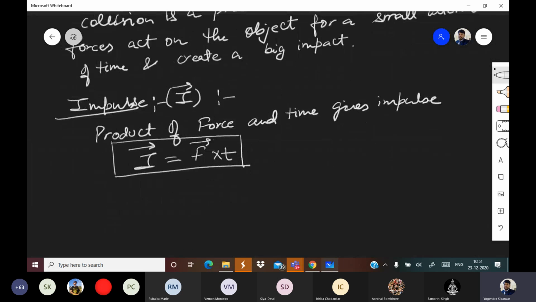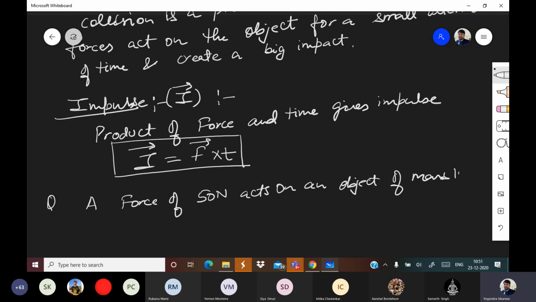Okay. Let me give you a question based on this. A force of 50 Newton acts on an object of mass 10 kg for 5 seconds. Find impulse of force, or find impulse caused by the force. Please solve it quickly, everyone.